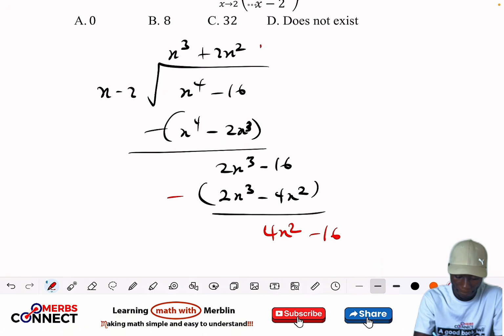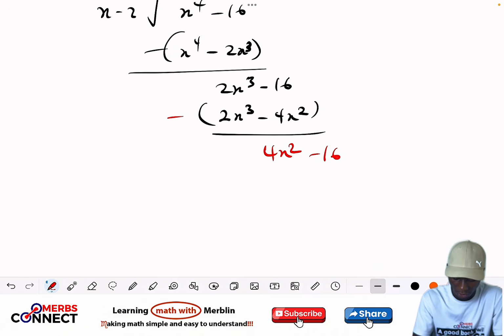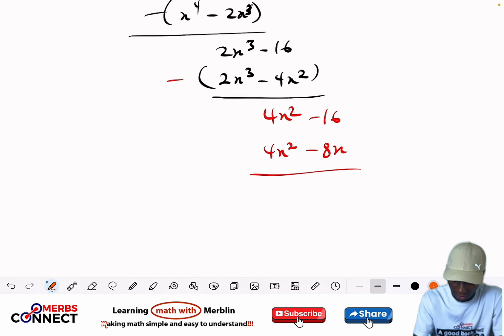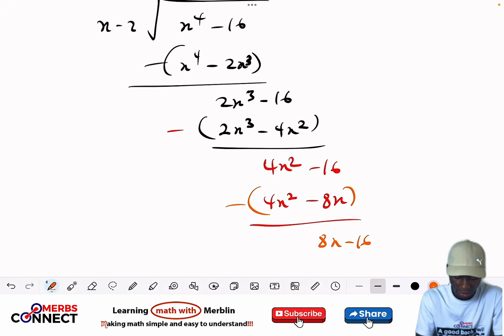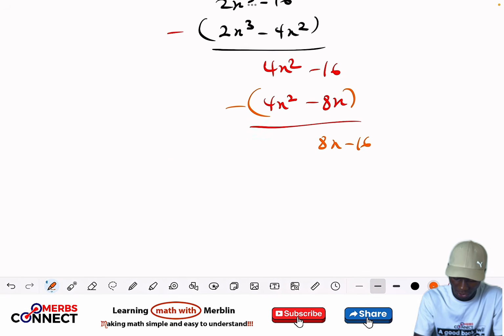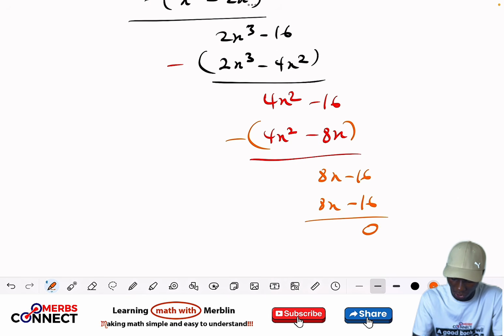X goes here plus 4x, right? Yes. So I'm going to have 4x squared minus 8x, and then do the subtraction again. This goes away, the same thing, this will be 8x minus 16, and then x goes here, plus 8, and I'm going to have this one to be 8x minus 16, is that right? Yeah, so this is going to be 0.